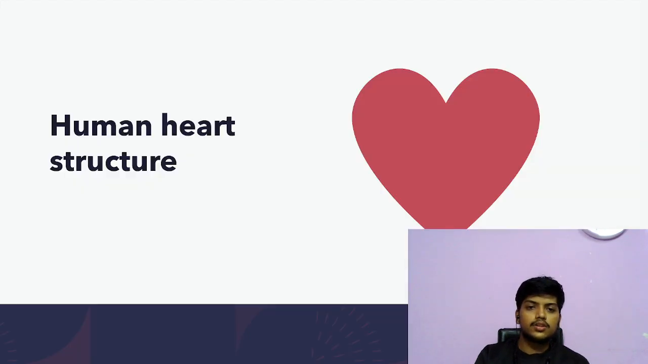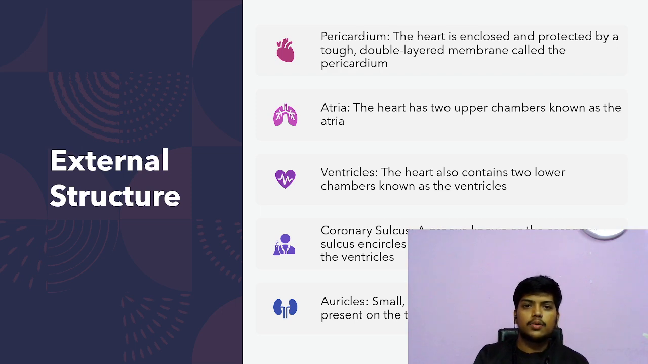Human heart structure. It consists of the pericardium, atria, ventricles, coronary circulation, and auricles.